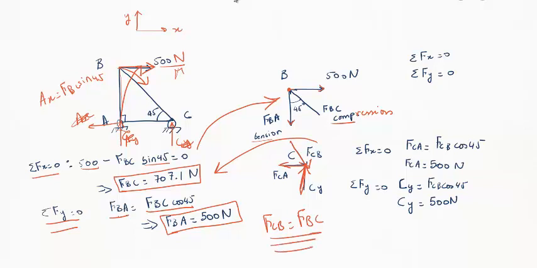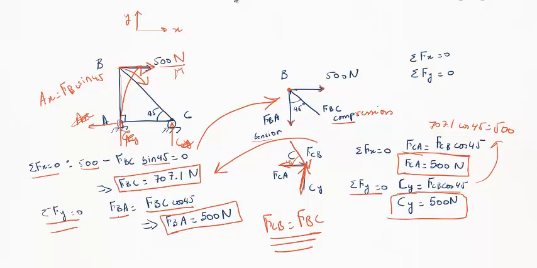So if you do the sum of the forces in the X direction here equal to 0, we know that FCA equals FCB cosine 45. This is 45 degrees. And so we can get FCA is 500 newtons. FCB is the 707.1, so 707.1 cosine 45 equals 500. And then if we do the sum of the forces in the Y direction, we only have two forces, CY and FCB cosine 45. So same thing, same value. So we get CY is 500 newtons.